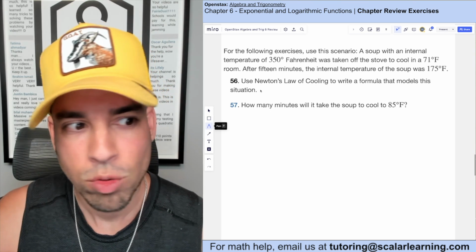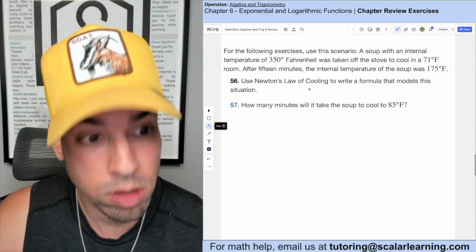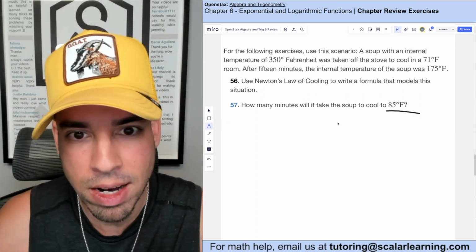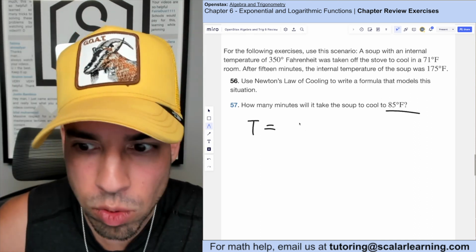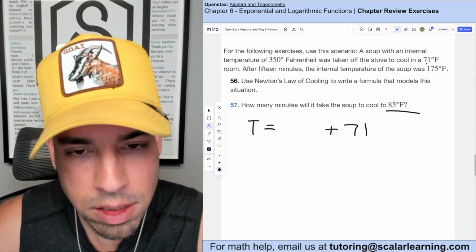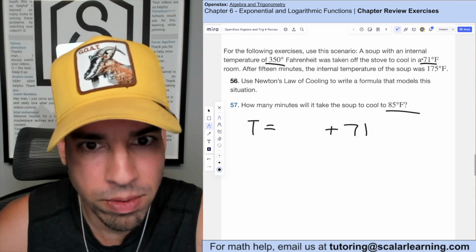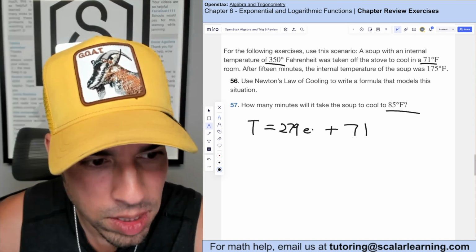So for this one, we first need the answer to 56, which says use Newton's law of cooling to write a formula that models the situation, and then we can plug in 85. So the way to do that is to write this out as the temperature equals the temperature of the room, which is 71, and then we add this to the difference of the initial temperature and the ambient temperature. So 350 minus 71 is 279, and then it's times e to the kt.